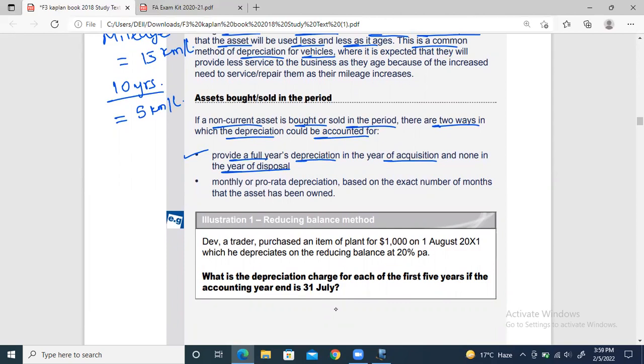Okay. Now, Dave, a trader, purchased an item of plant for 1000 on 1st August 2011. So in all kinds of depreciation questions, this date is very important to understand. Just a second.